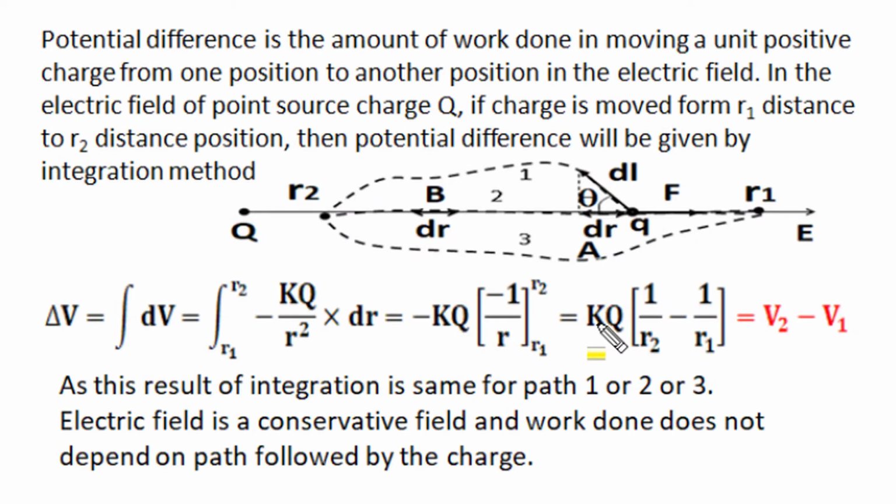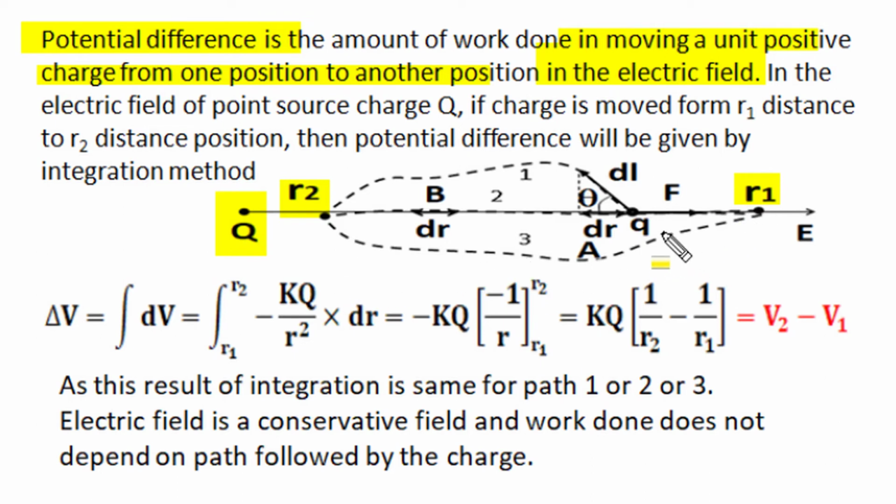The amount of work done in bringing a unit positive charge from infinity to any position in an electric field is called the potential of that position in the electric field, and the amount of work done in moving a unit positive charge from one position to another position in that electric field is called potential difference. So for the electric field of source charge capital Q, if we move a unit test positive charge from R1 distance to R2 position, the total amount of work done in this movement is called the potential difference between the R2 and R1 positions in the electric field.